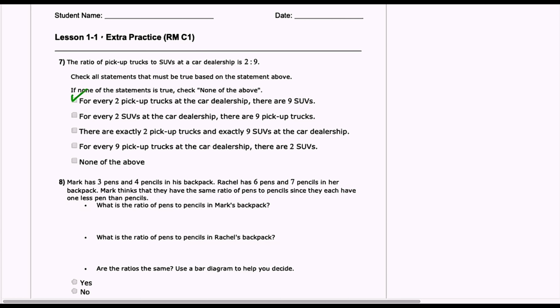Okay, how about the last statement we have here? For every 9 pickup trucks, there are 2 SUVs. 9 pickup trucks, 9 SUVs, correct. None of the above is not true, because we have 2 choices of these statements that are true.